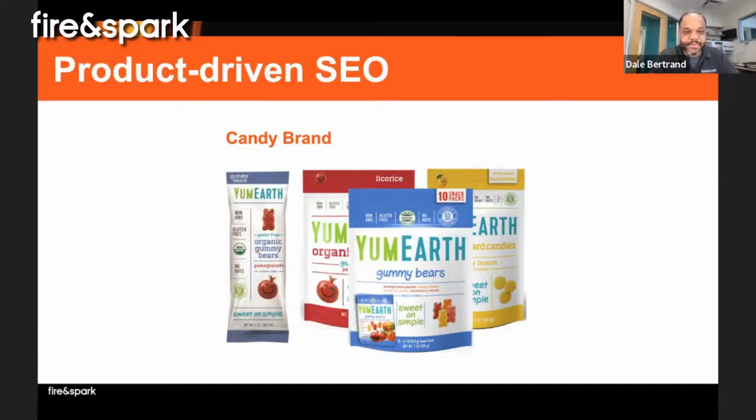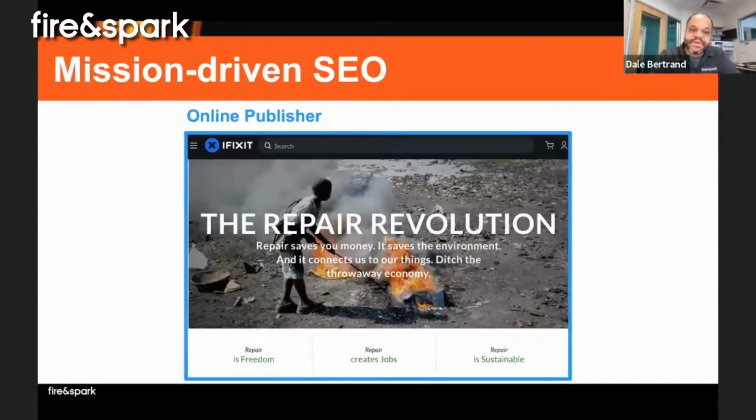Yum Earth is a company that we worked with. They created and sell organic candy that uses organic ingredients. What we wanted to do to build authority for them was to help other food companies understand that they can use organic ingredients too without much extra cost. So that was the authority building strategy, and the purpose was really based around their product.